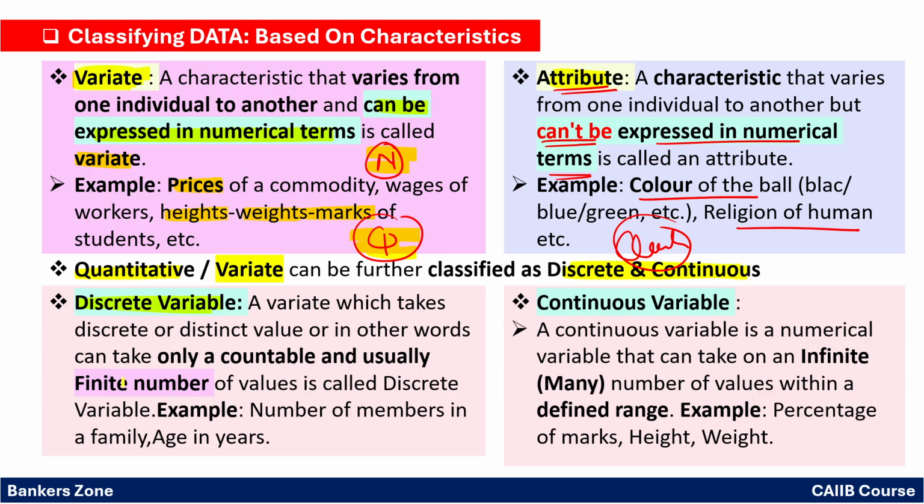Discrete variable means it will have a finite number. For example, the number of members in the family, or your age in years. Now, what does continuous data mean? Simply, a continuous variable is a variable which takes infinite or many values within a defined range.